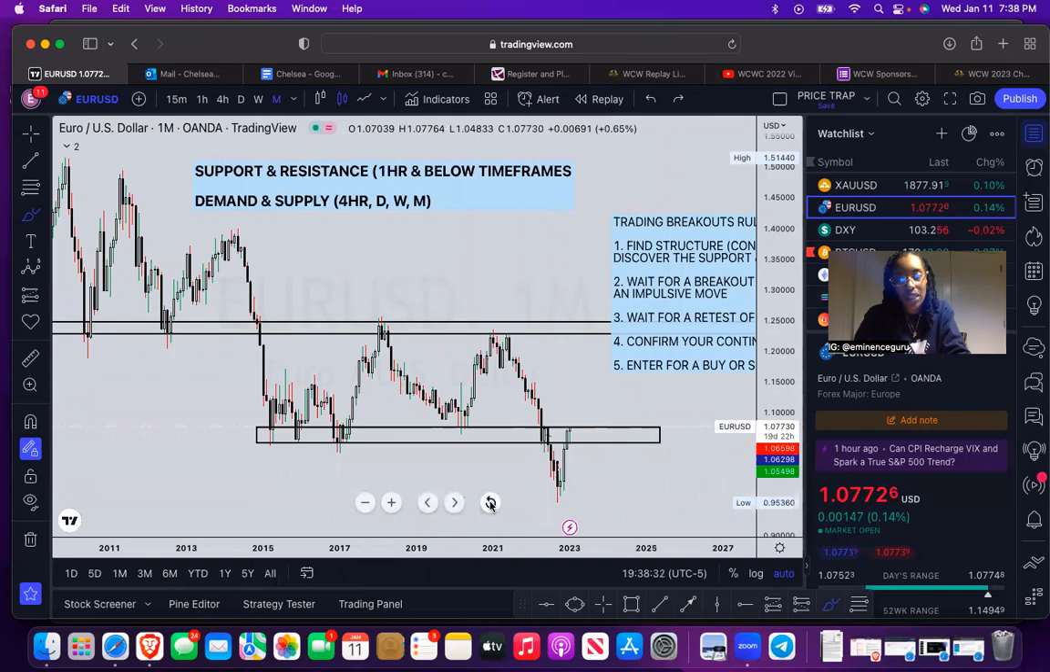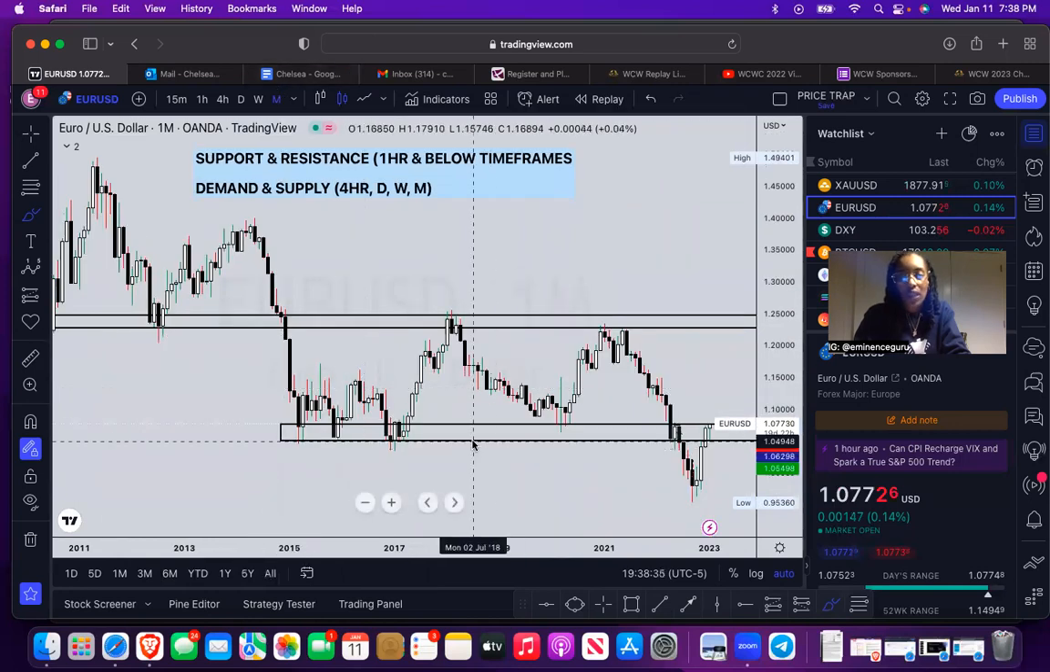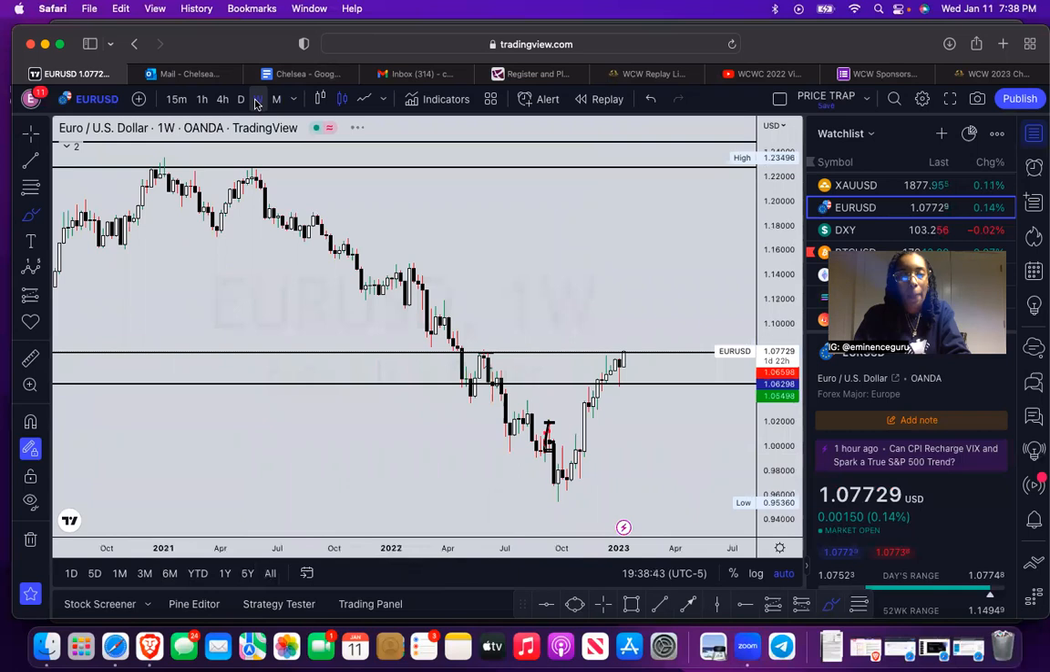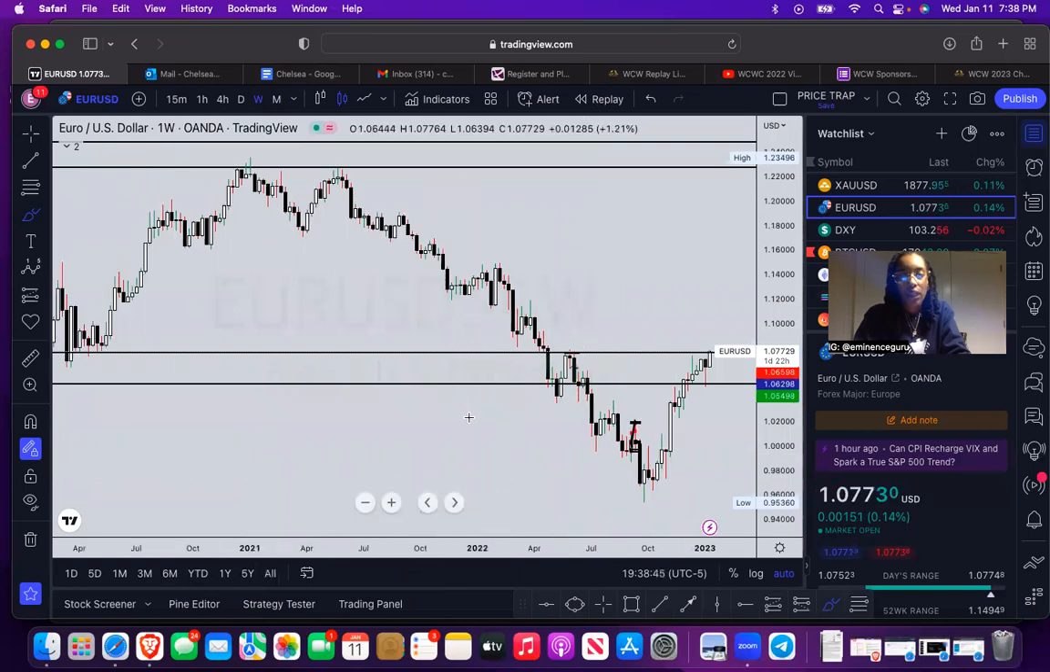So now that's what we see here on the monthly. We see that price is ranging, but she possibly just broke out. But she hasn't confirmed which way she's going to go. So now let's go down to the weekly.